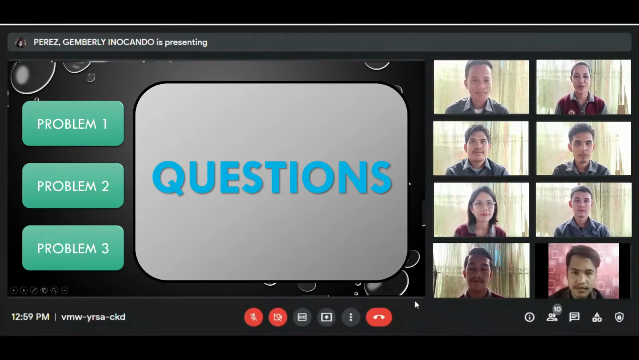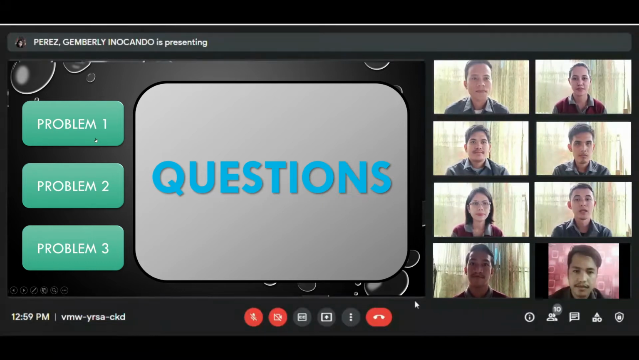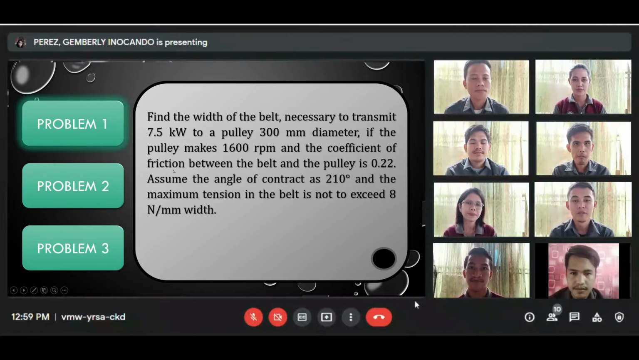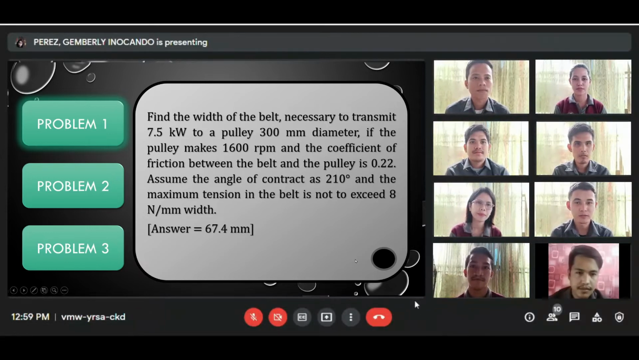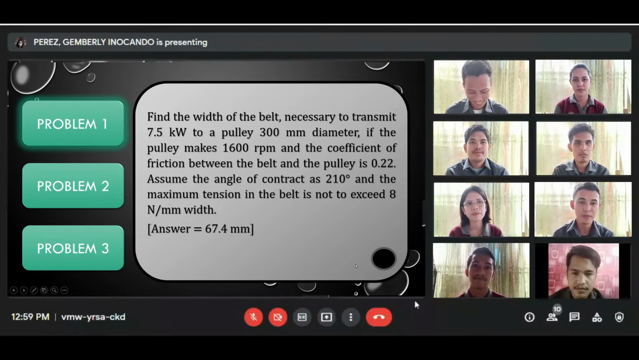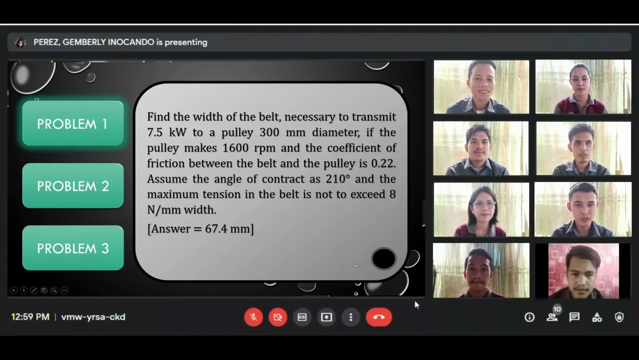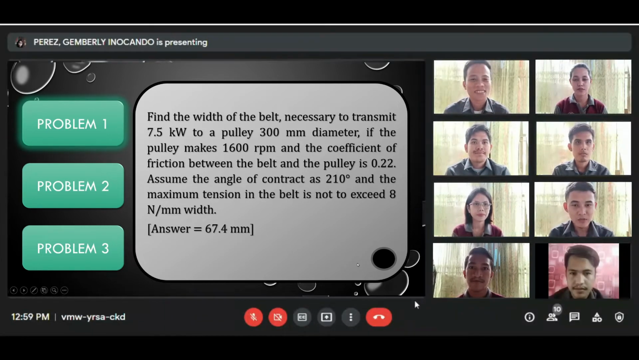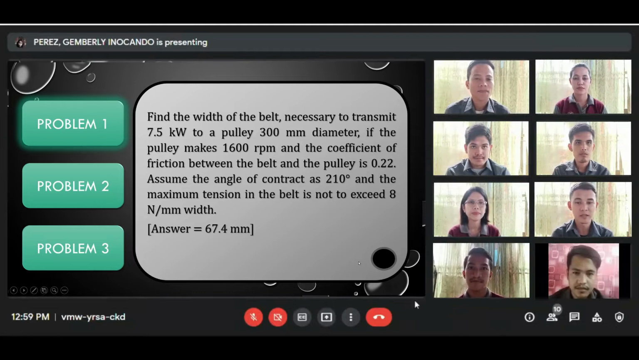So, let's proceed to the problems. Problem number 1. Find the width of the belt necessary to transmit 7.5 kilowatts to a pulley 300 millimeter diameter. If the pulley makes 1,600 RPM and the coefficient of friction between the belt and the pulley is 0.22. Assume the angle of contact as 210 degrees and the maximum tension in the belt is not to exceed 8 Newton per millimeter width.